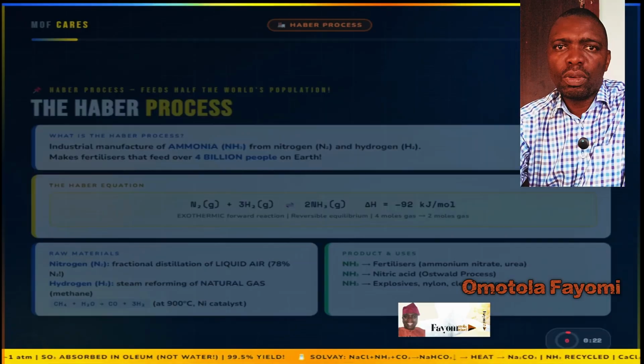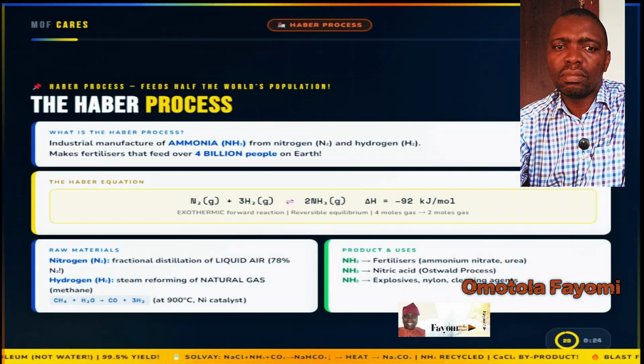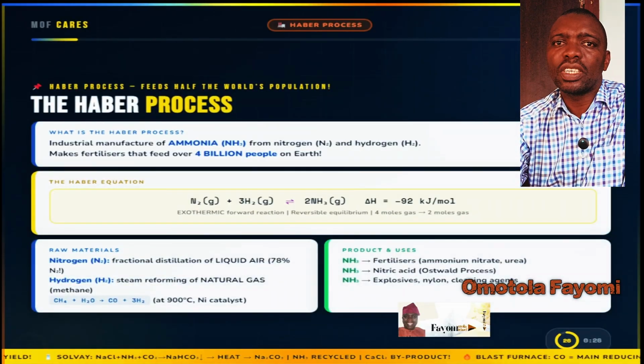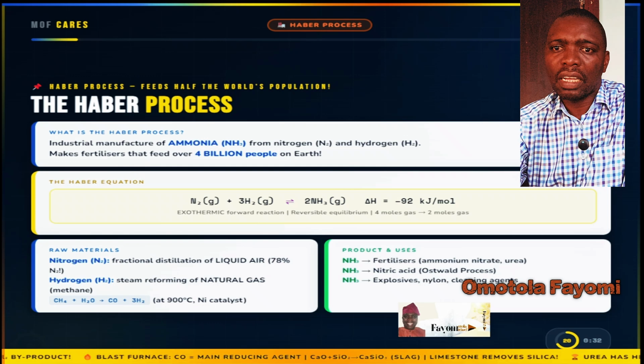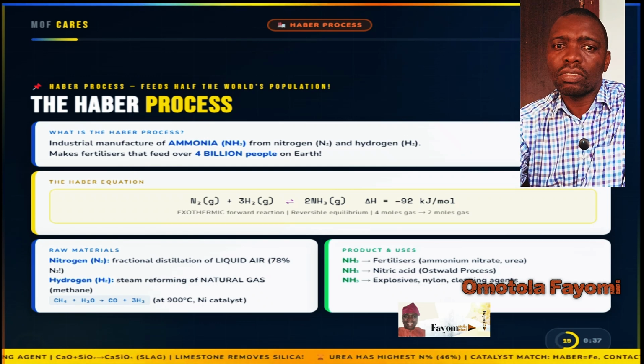Let us go. We begin with the Haber process, arguably the most important chemical process in human history. Without the Haber process, we could not produce enough fertilizer to feed the world's population. It is estimated that over 8 billion people alive today exist because of the food grown using Haber-derived fertilizer.